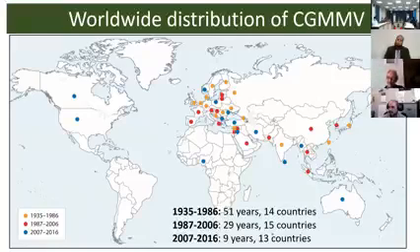Then from 1987 up to 2006, 29 years, 15 more countries were found with this virus. And recently, in the last 9 years until 2016, 13 more countries found with this virus. Therefore, it seems that recently the virus is almost widespread everywhere, and this is because of the seed.